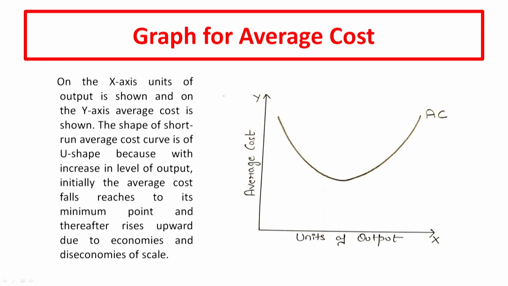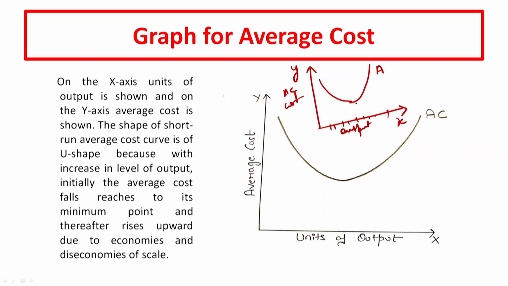The graph of the average cost curve is as follows. This is your y-axis, this is your x-axis. Here you show the output increasing. Here you show the cost, that is the average cost. So initially, with the increase in level of output, your average cost will fall. A time will come when it will reach its minimum point. Thereafter, it starts rising upward.